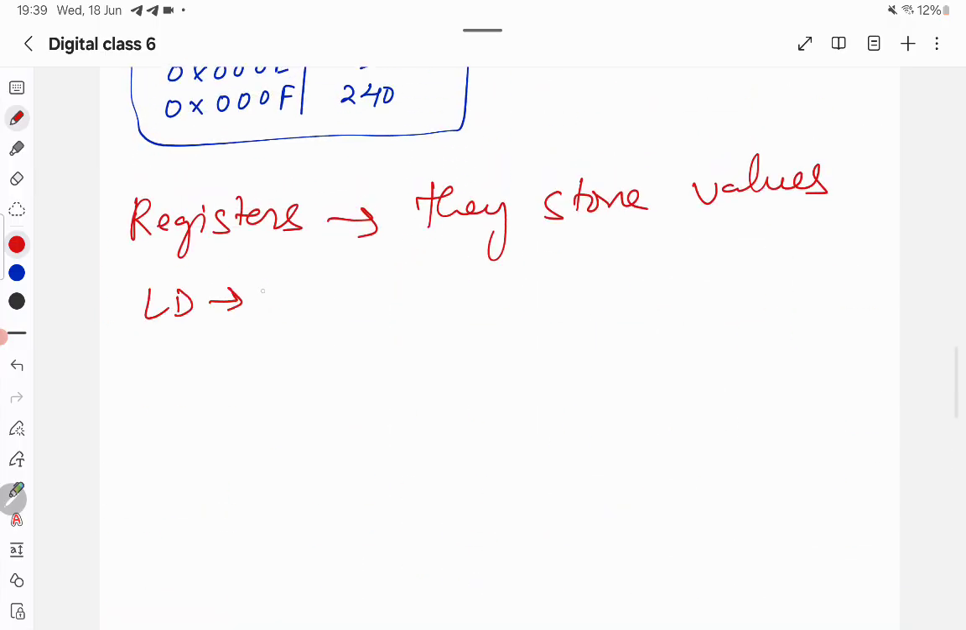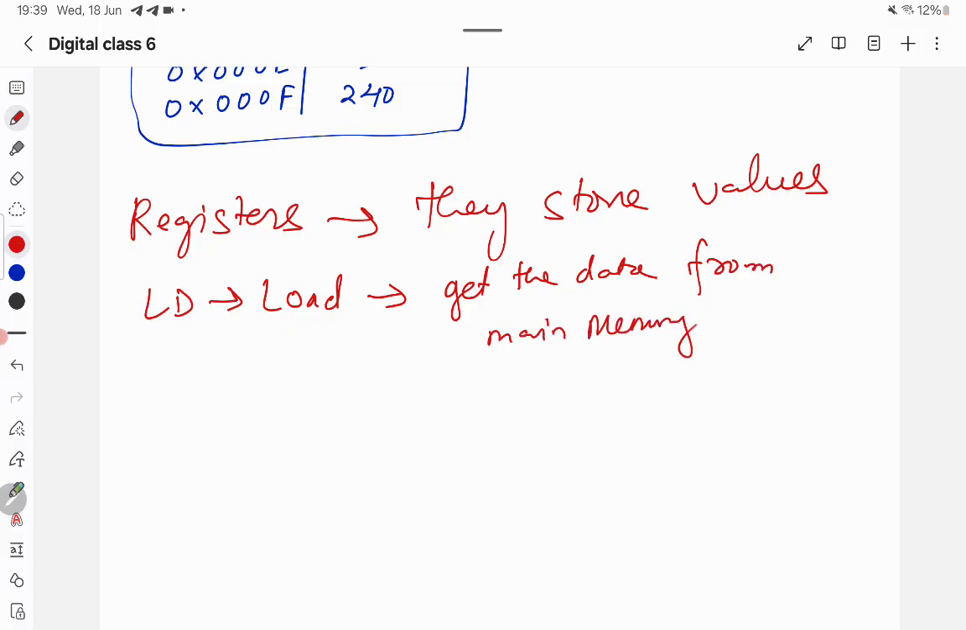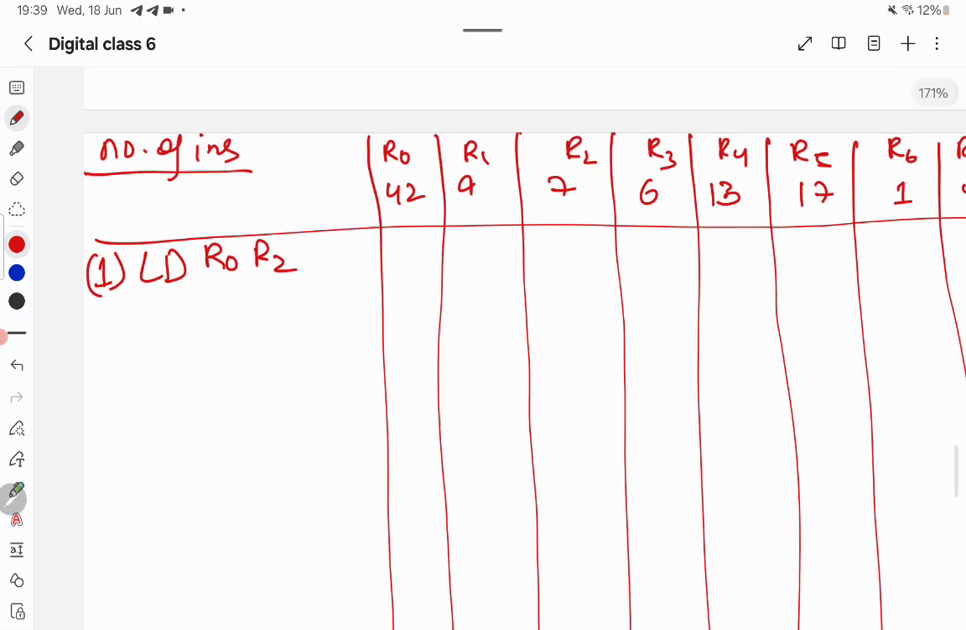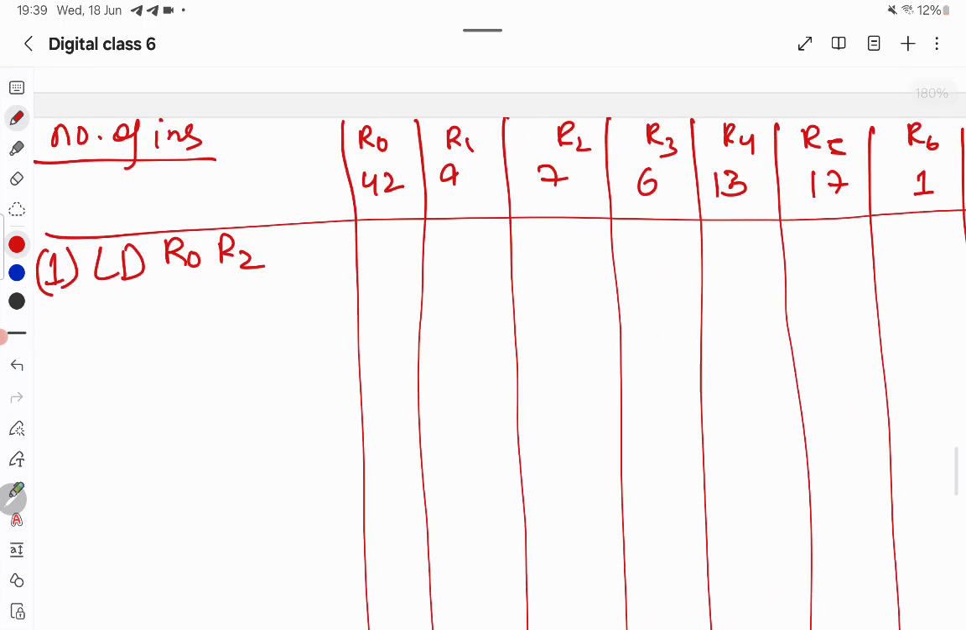So what is LD? LD is load. Load means get the data from main memory to cache memory. Okay, we copy down the data from the main memory to the cache memory. How will you do this? The first instruction is saying load R0 R2. So load the value of R2 in R0.